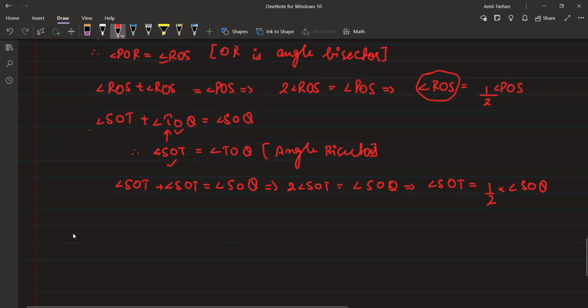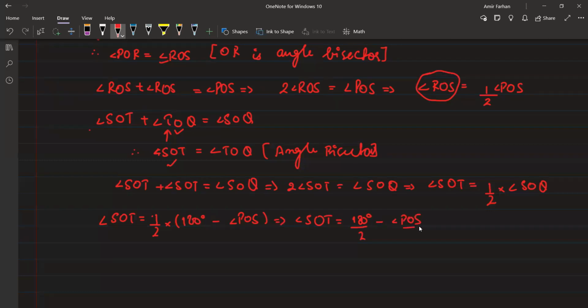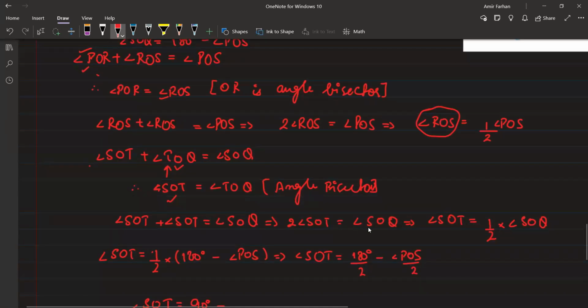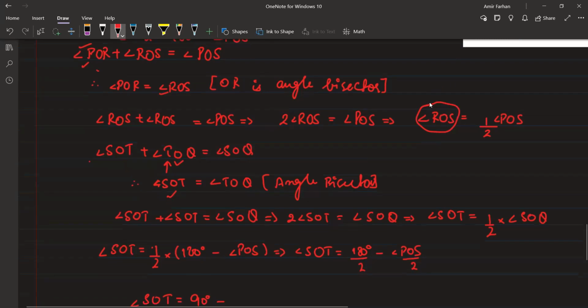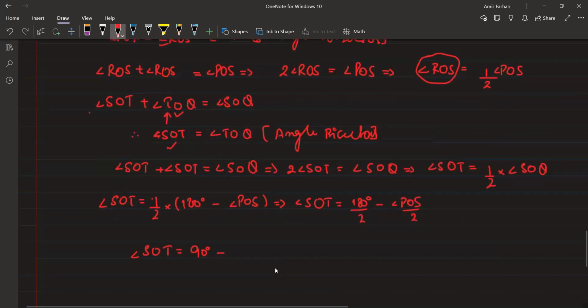No. So I am writing that angle SOT is equal to half of 180 degrees minus angle POS. Yes or no? So SOT will be equal to 180 by 2, because we divide both terms by 2, minus half of POS, that is POS by 2. Is that clear to you or not? Yes, clear. So 180 by 2, what will be the value of 180 by 2? 90, na? 90. And what is the value of POS by 2? ROS. ROS, yes or no? Sure? Okay.